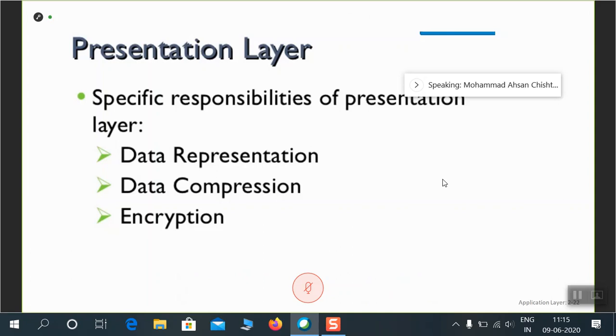The specific functions that we come across with respect to the presentation layer are, first, data format, which we write here as data representation. The second is translation, which comes within this data format or data representation as well. The next is data compression. And the third is security and privacy, which is mentioned here as encryption.